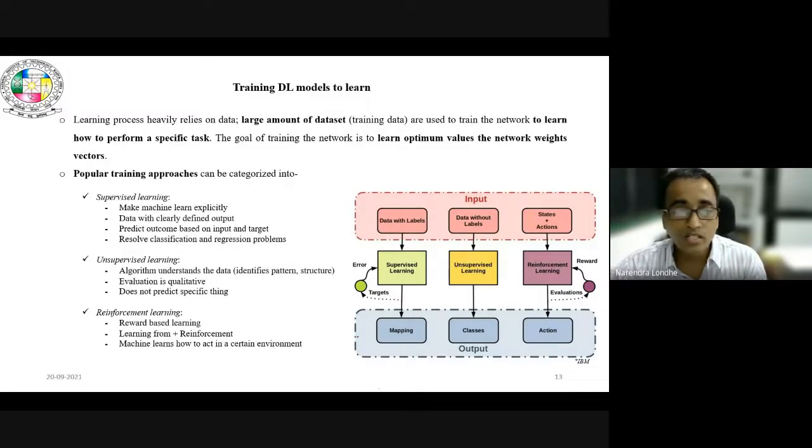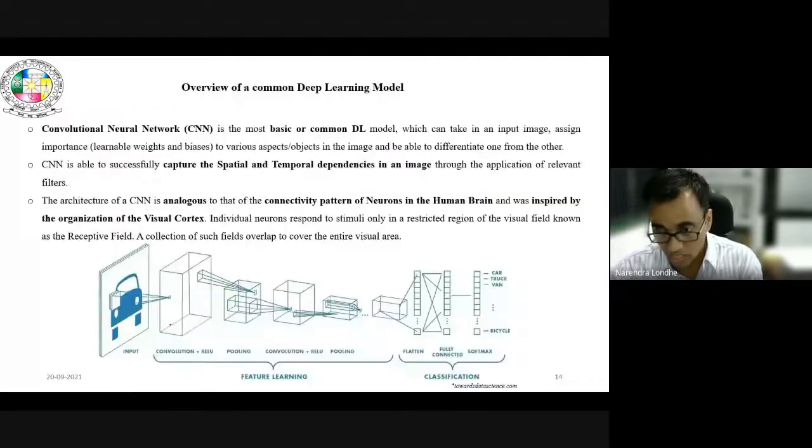Okay, now let's quickly move on. I know many of you know about supervised learning, unsupervised learning, reinforcement learning. So I'll skip this part and go to the next slides because I have very little time for going through this presentation.